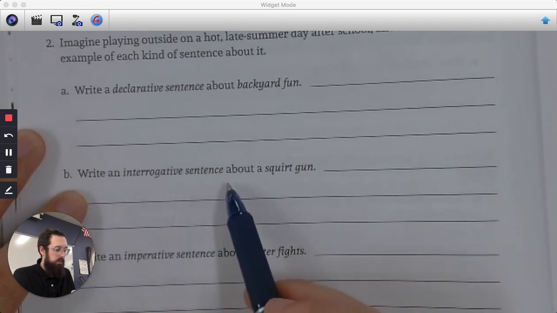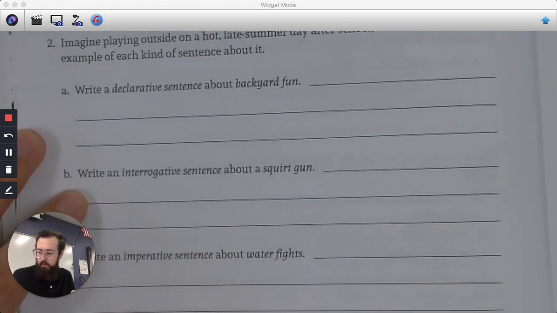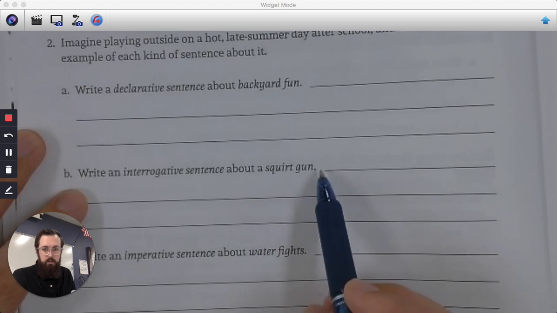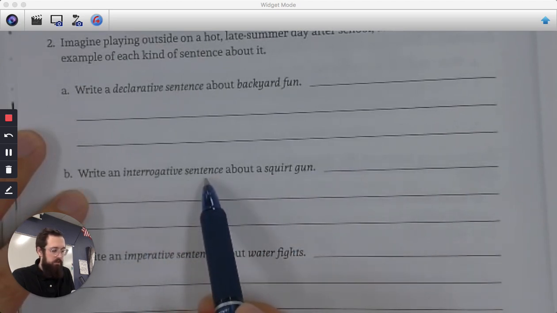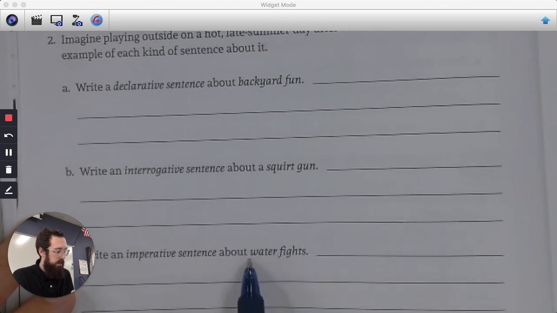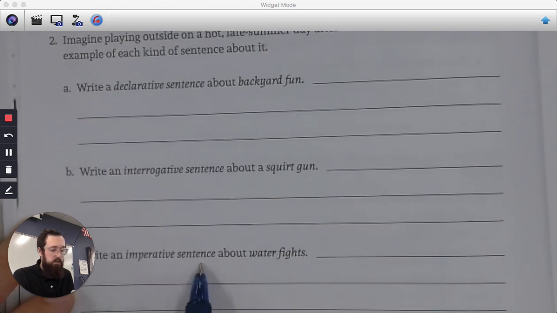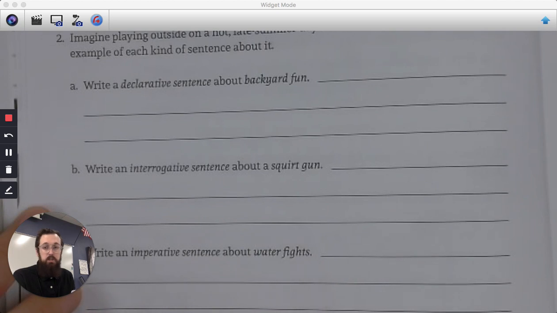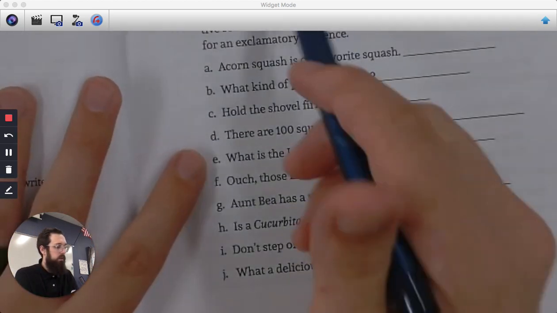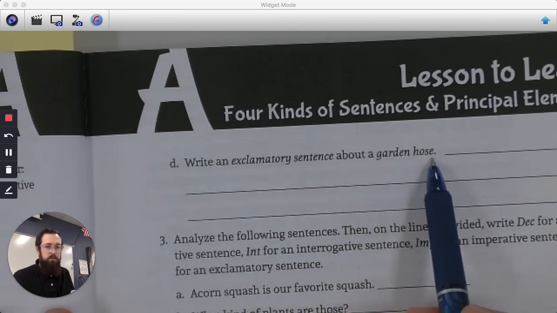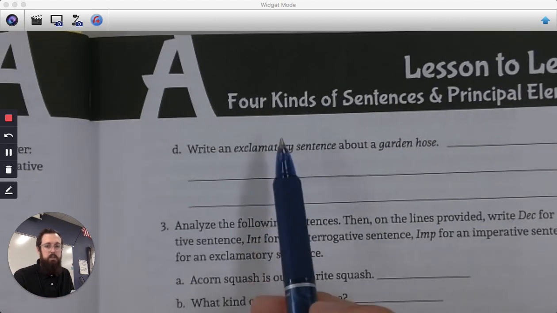Next one, write an interrogative sentence about a squirt gun. It needs to include the word squirt gun in it, and it needs to be an interrogative sentence. Next one, write an imperative sentence about water fights. Again, this needs to have water fights in it, and it needs to be an imperative sentence. And remember, with an imperative sentence, it is a command. The subject is you, but the word you won't show up. An exclamatory sentence about garden hose. So I need to have the word garden hose, and it needs to be an exclamatory sentence.